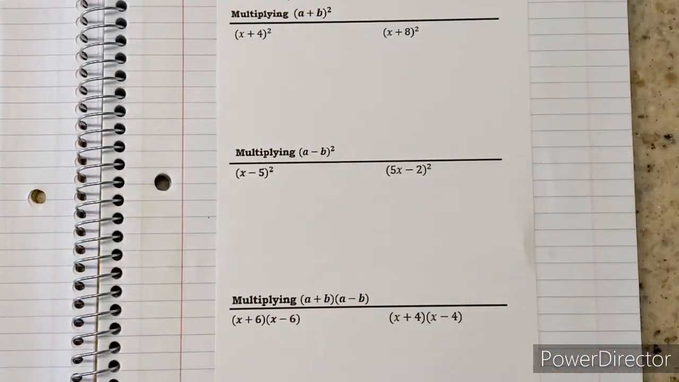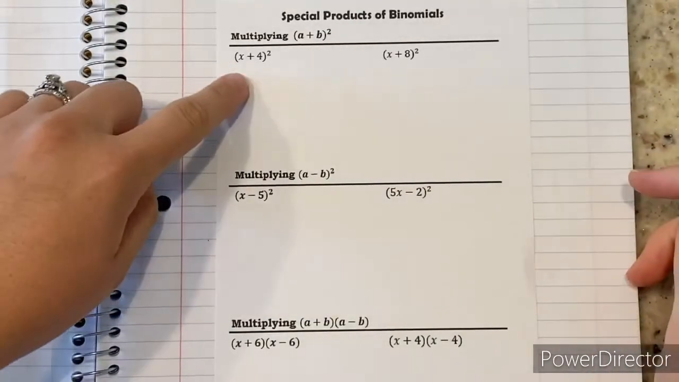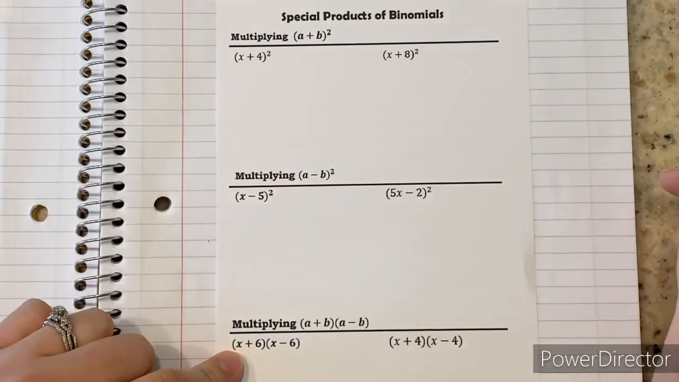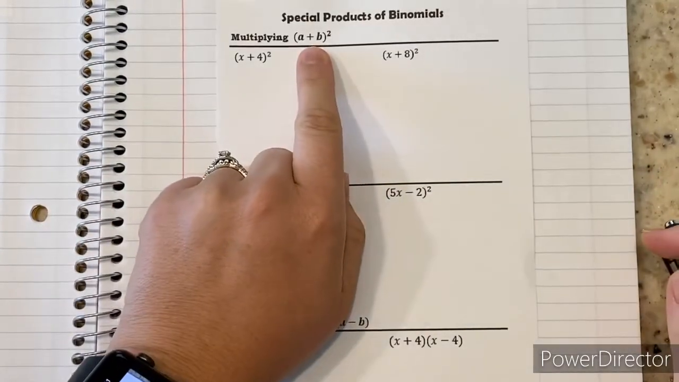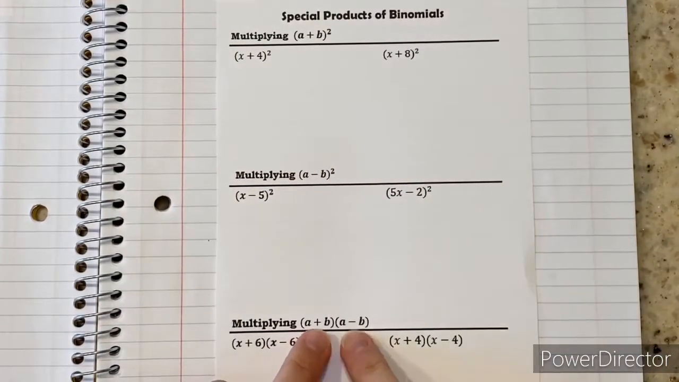Now that we have that taped in, let's talk about the special products of binomials I was talking about. So when we think about this topic, there are 3 different cases that can come up. So there's one where it's addition, and then there's one with subtraction, and then there's one where there's one of both. It's a pattern that happens, so we're going to talk about those.